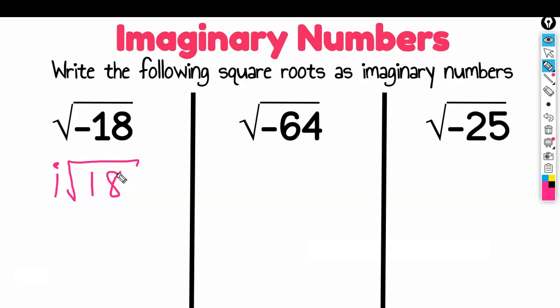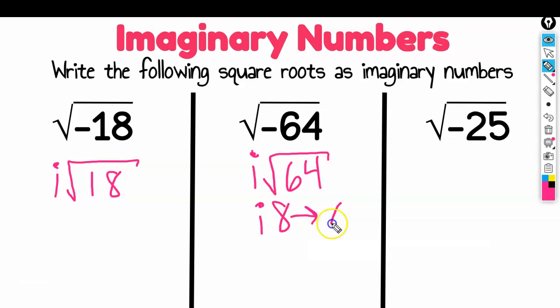For the next one, same idea. I don't like that negative, so I'm going to rewrite this as i square root of 64. Now the square root of 64, when I plug that into my calculator, it does give me a whole number. Square root of 64 is 8. But when we write an imaginary number and I have a whole number next to it, so not a square root, not a decimal, whatever, I do like to write it with that whole number in front. So it should be 8i.